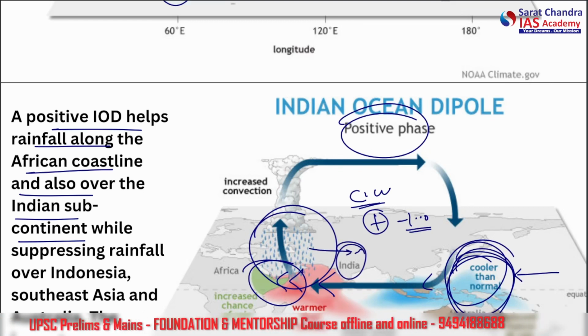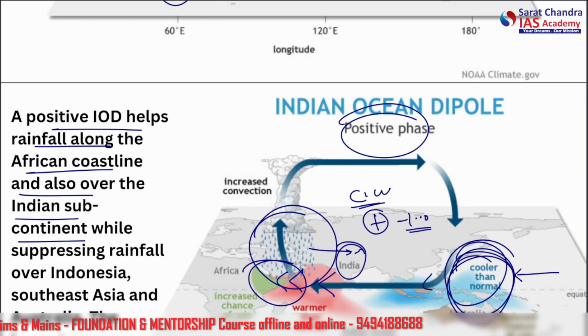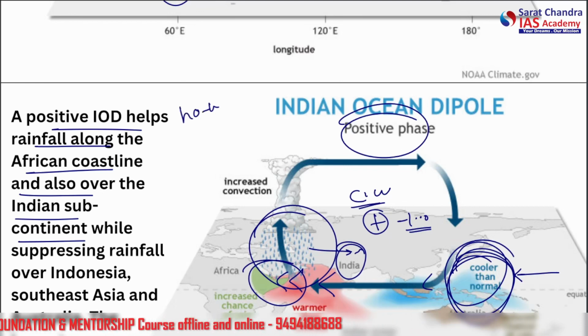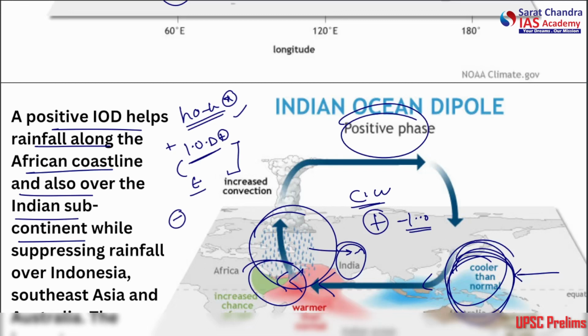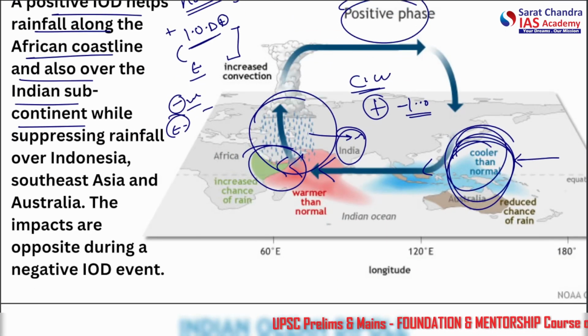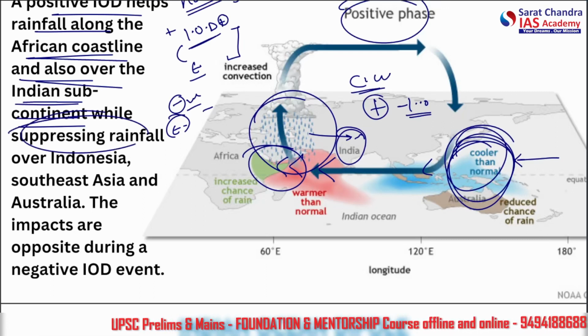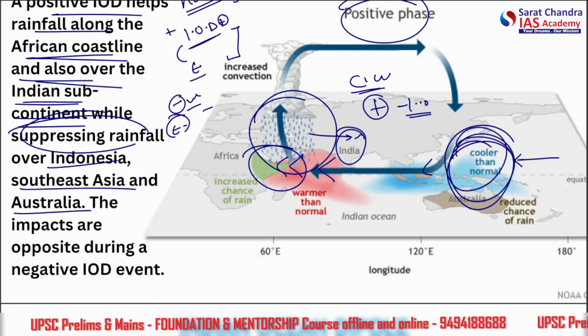So what do we need for good rainfall in India? We need a La Nina, and plus we need an IOD positive phase. That means good rainfall in India. Now, what happens if IOD is positive and there is El Nino? Not so good. What happens if IOD is negative and there is El Nino? That means pretty bad. So positive IOD helps rainfall along the African coastline and also over the Indian subcontinent, while suppressing rainfall over Indonesia, Southeast Asia, and Australia.